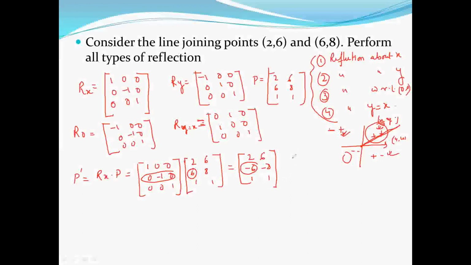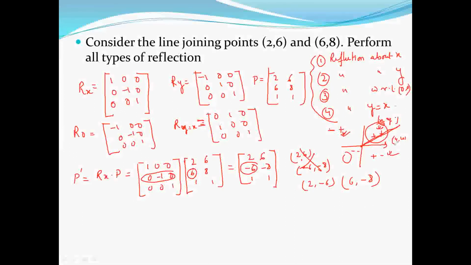Clear? So the reflected coordinates of the reflected line segment are 2 comma 6 and, second one, minus 6 comma minus 8. If I want to reflect, sorry, it is wrong. So not 2 comma 6, it will be 2 comma minus 6. This is x, this is y, and another point is 6 comma minus 8. Okay, 2 comma minus 6 and 6, minus 8. So first one is a reflection with respect to x-axis.